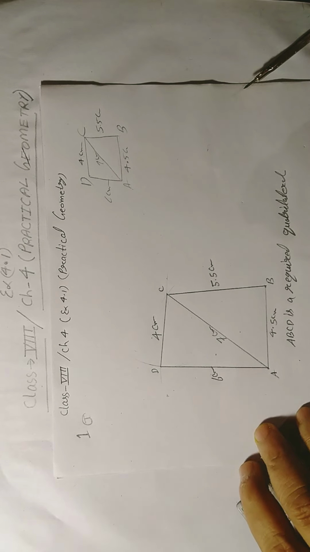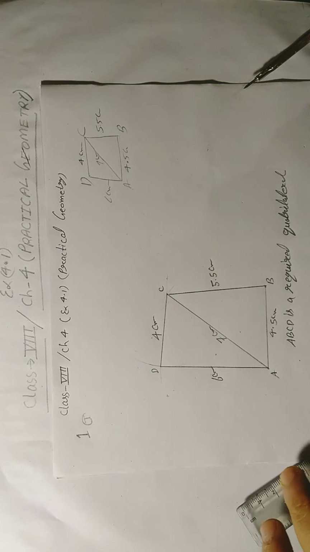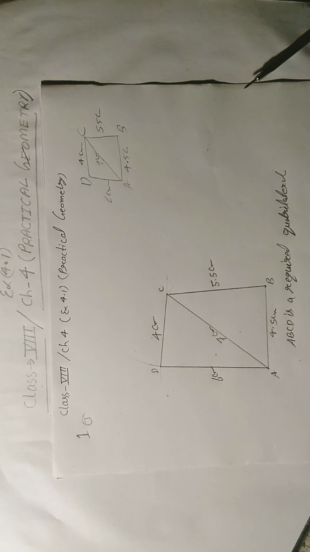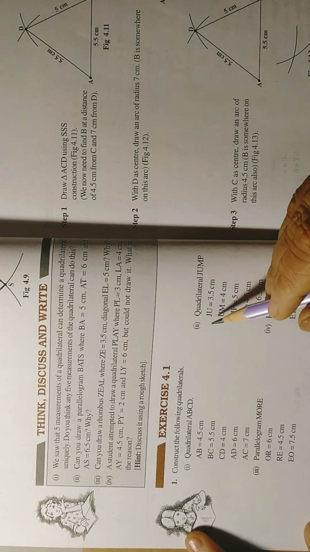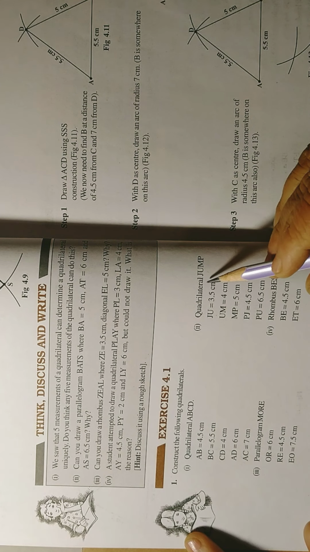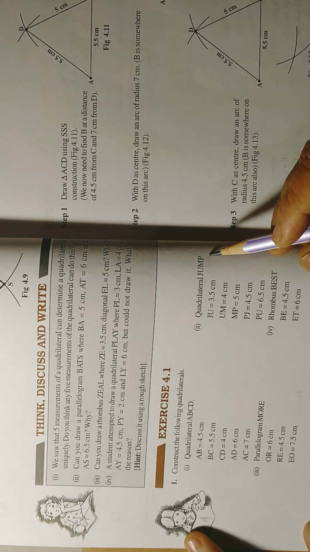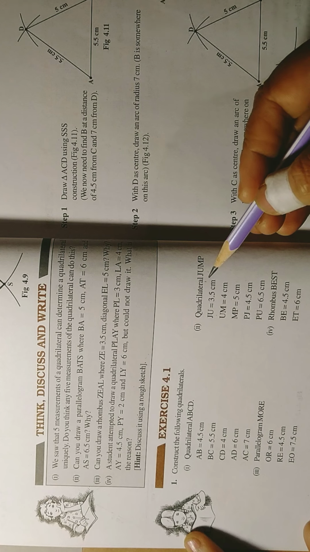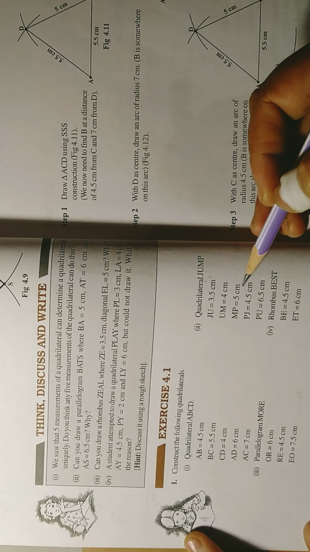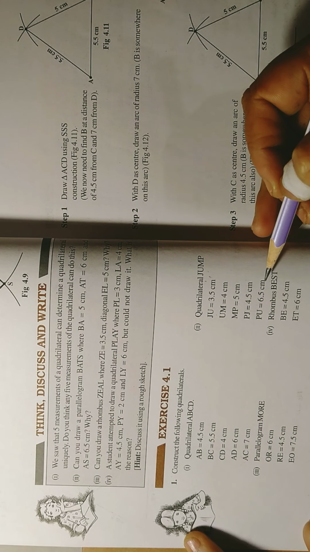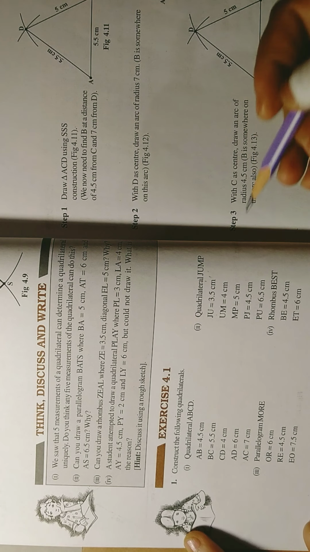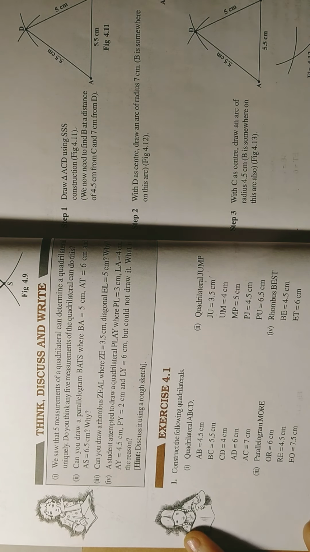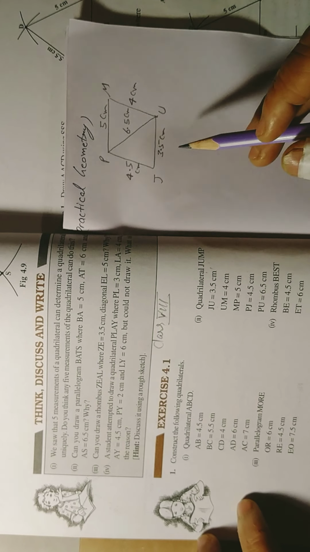So I hope question number 1, first part is clear. Try it. Okay students, now we discuss its second part. In the second part, we have to draw a quadrilateral JUMP in which measurements are given. So according to the given measurements, firstly we draw a rough figure, and after this we have to construct the quadrilateral JUMP. Okay students, so it is a rough figure.